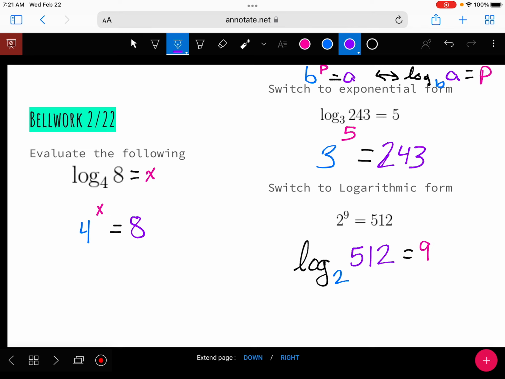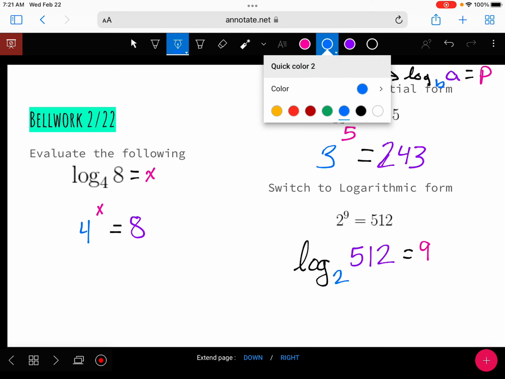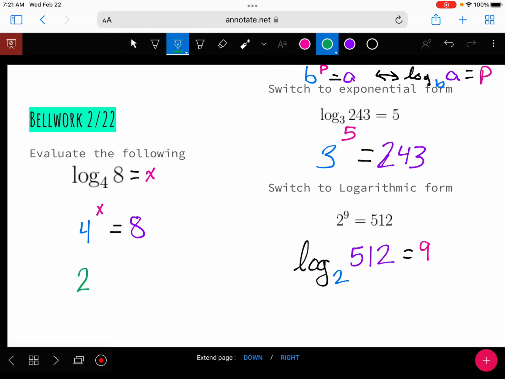We need to get them to have the same what? The same base. So what would be a good choice for a same base on these? 2. How can I write 4 in terms of 2? 2 what? What exponent could I put on a 2 that would give me 4? 2 squared. So 4 to the X is really 2 squared to the X.